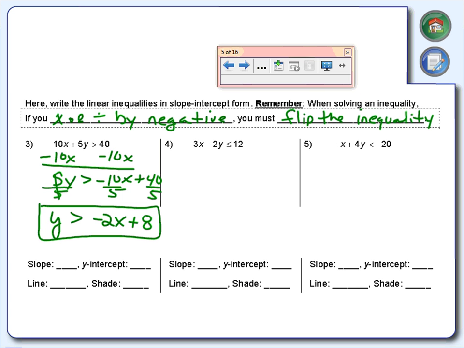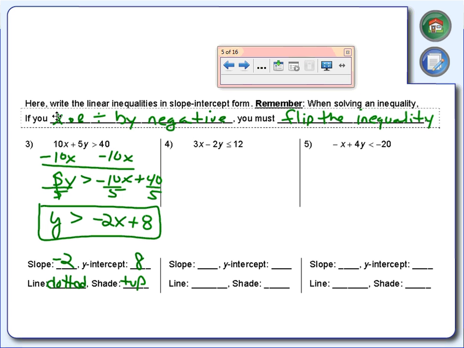All right, Gary, what goes in those 4 boxes? Start with slope. -2. What about the y-intercept? 8. What kind of line? Dotted. And what kind of shade? Top. All right, so those are the 4 things we're going to need in order to graph it. Of course, we don't need to graph it. All we needed was the information.